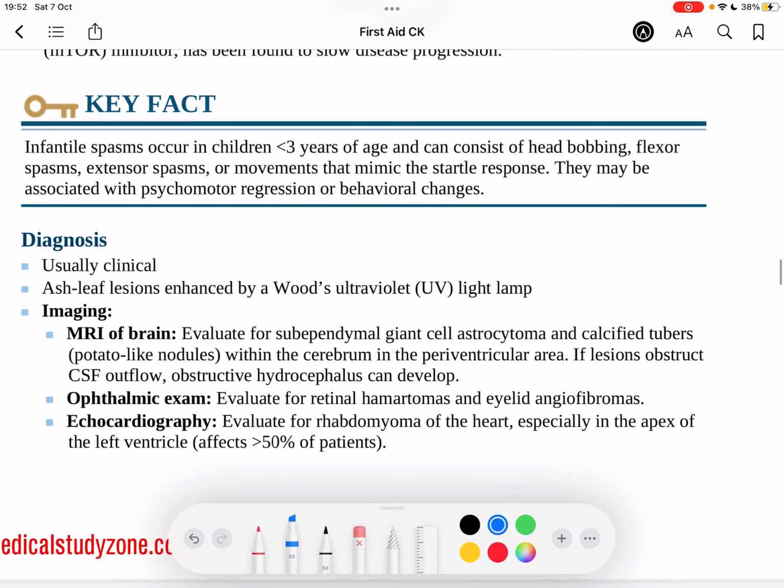Just a key fact now: infantile spasms occur in children less than 3 years of age and can consist of head bobbing, flexor spasms, extensor spasms, or movements that mimic the startle response. They may be associated with psychomotor regression or behavioral changes as well. So look out for this. It can be seen in other diseases, but it can be a sign of tuberous sclerosis as well.